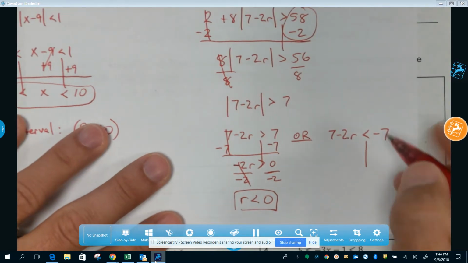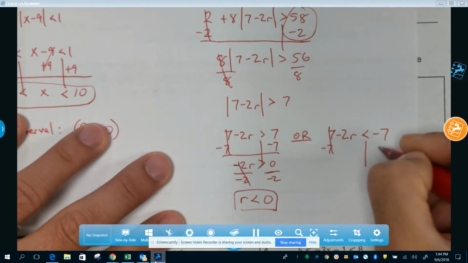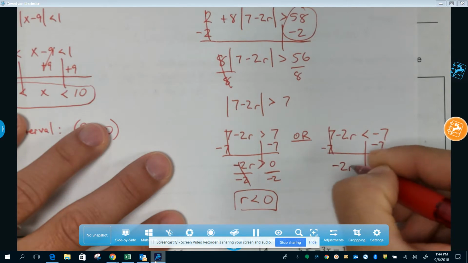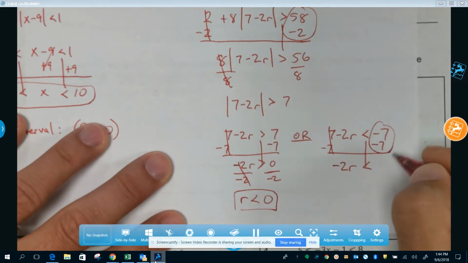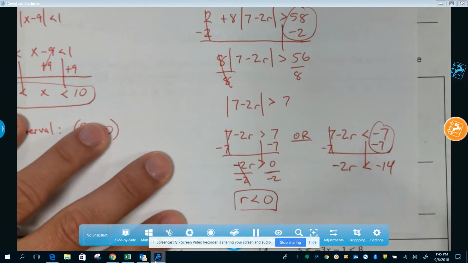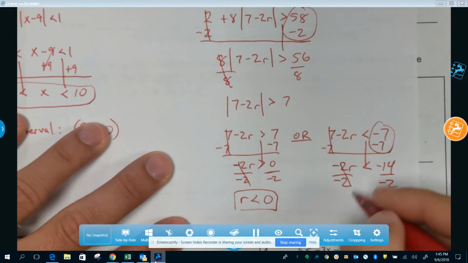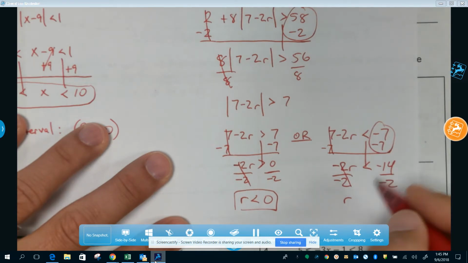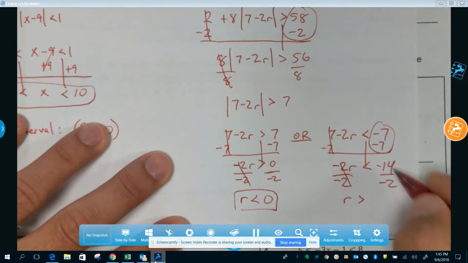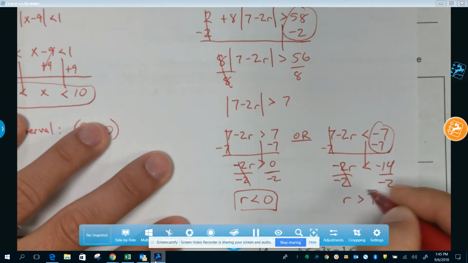All right, now let's work the other one. Solve this one for r. Same steps. We're going to subtract 7. Negative 2r is less than negative 7 minus 7 more. That's negative 14. Now we're going to divide by negative 2 on both sides. When you divide by a negative, your sign flips. Alarms go off. Negative 14 divided by negative 2. Negative divided by negative is positive 7.